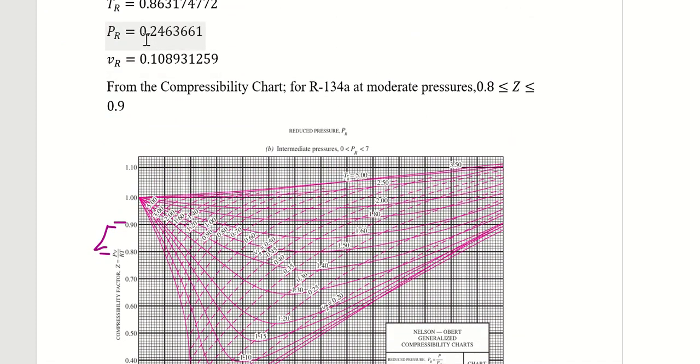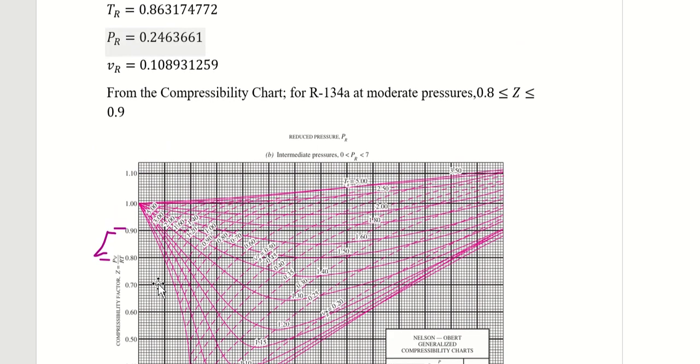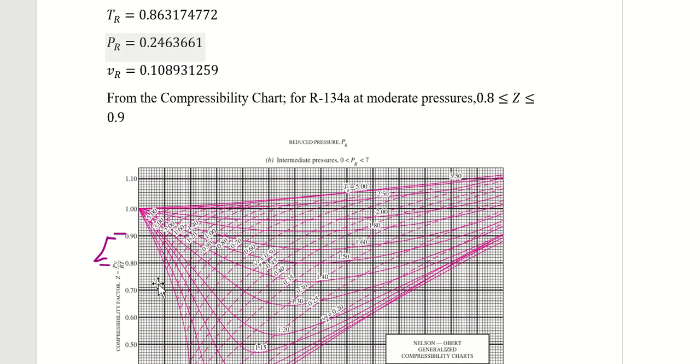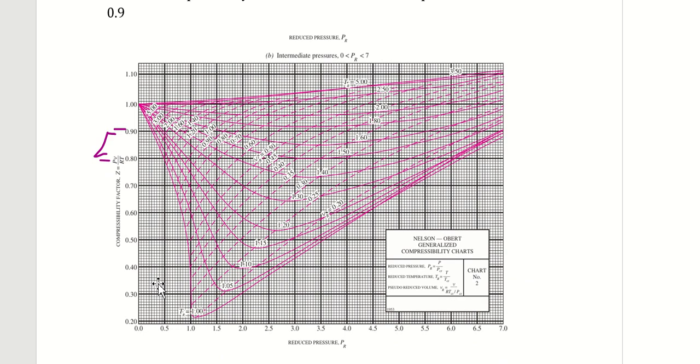Our reduced pressure is 0.246361. So you're going to look for that value on the chart. Once you come on the chart, reduced pressure lies on here, and 0.246361 is approximately here, around box 8.